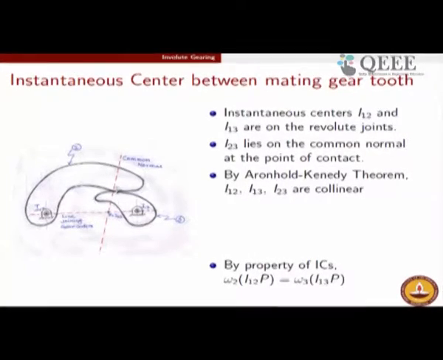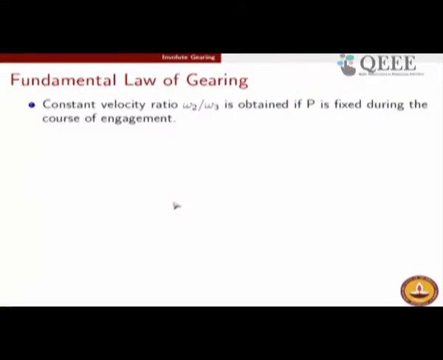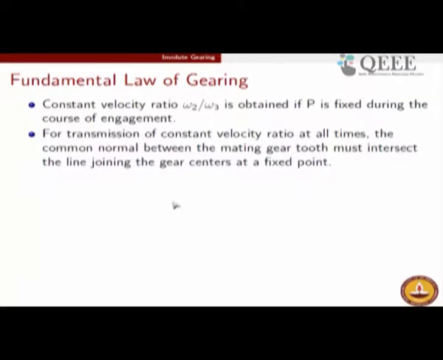It cannot happen that as the engagement is taking place, this point P keeps moving. In other words, if the common normal keeps changing its orientation and intersects different points on this horizontal red line, then obviously the point P will move during the engagement, and the disaster would be that the velocity ratio will not be fixed. So, even if the engine supplies a constant velocity, the output of the transmission will have a fluctuating velocity, which will be very detrimental from different perspectives like ride comfort, vibration, and so on. So, you do not want that to happen, and because of that reason, we are demanding that this condition of fundamental law of gearing be satisfied.